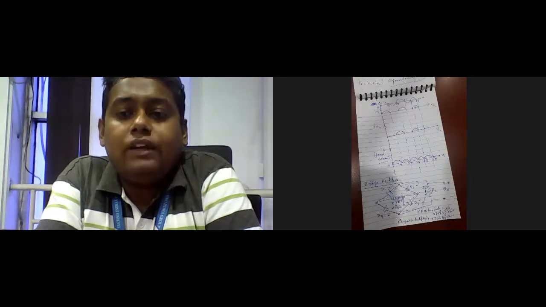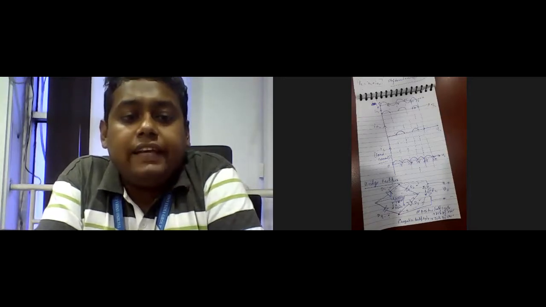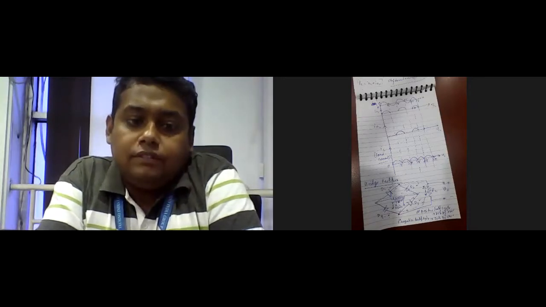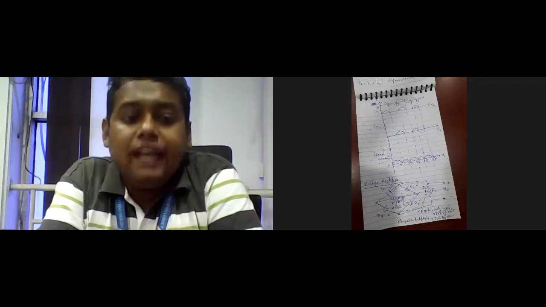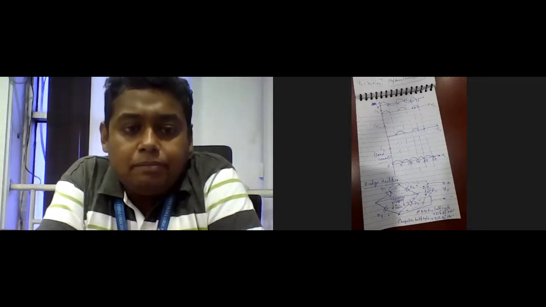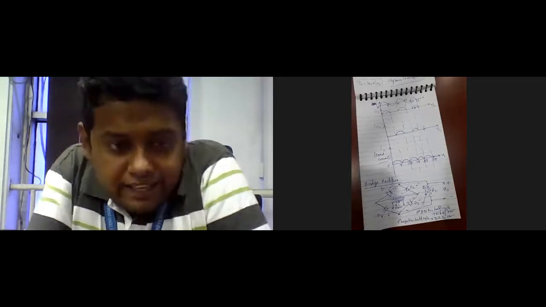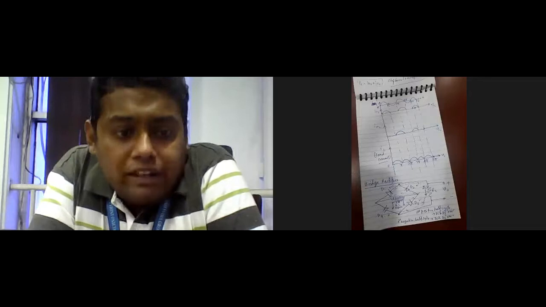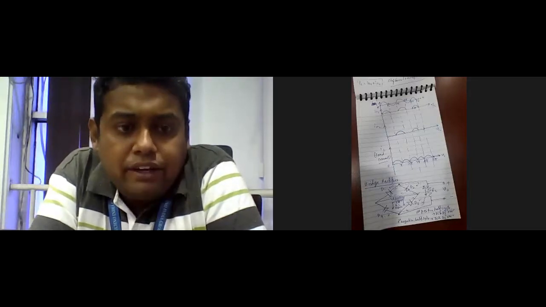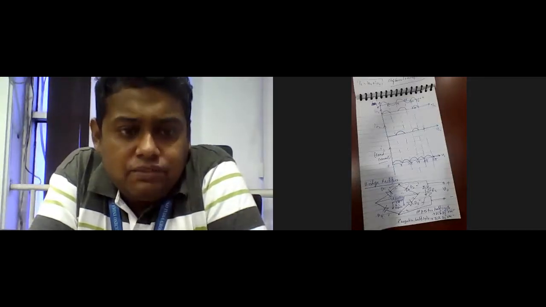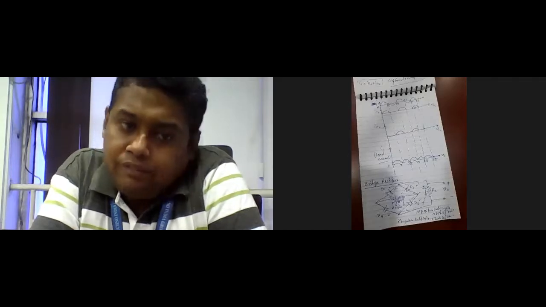There is no requirement of a center tap transformer. Only a step down transformer and four diodes are needed. So economically, it is very cheap with respect to the full wave rectifier.